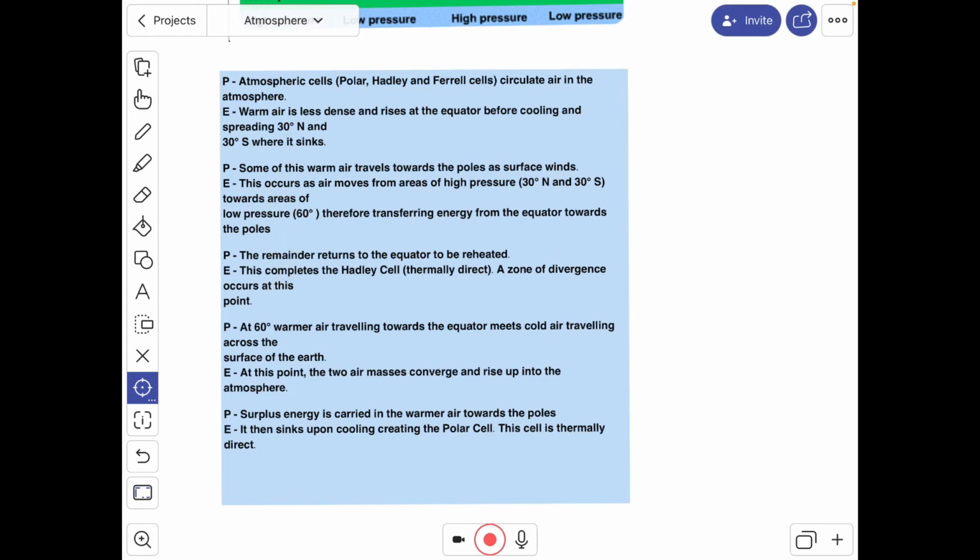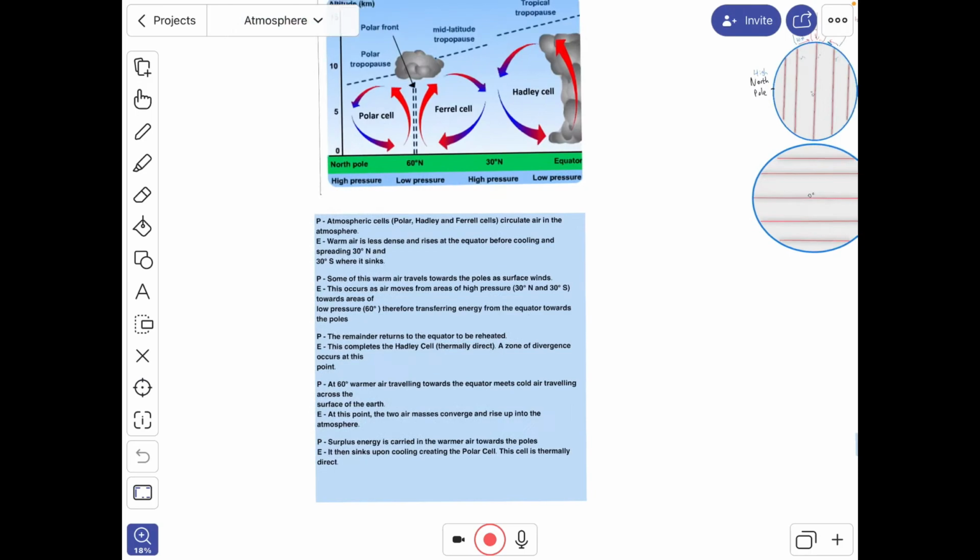This occurs, okay, so we need to talk about that. Okay, we've missed this bit, we've done this bit. The remainder returns to the equator to be reheated. This completes the Hadley cell, which is thermally direct, as in it's directed through heat. A zone of divergence occurs at this point when it diverges, okay, to the north or the south pole, depending on what part you're looking at. So let's go over this bit here again.